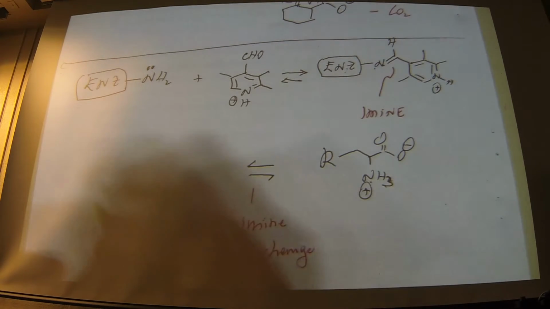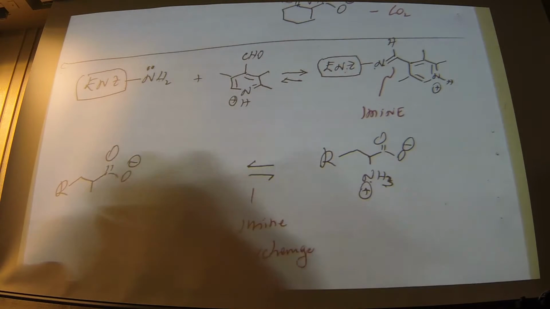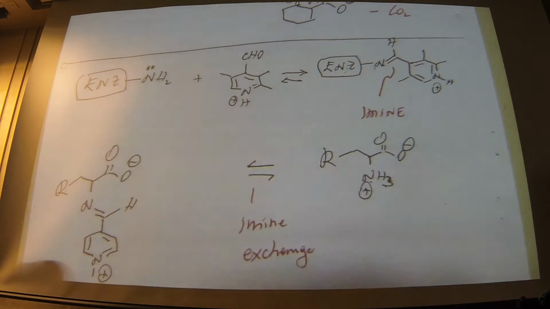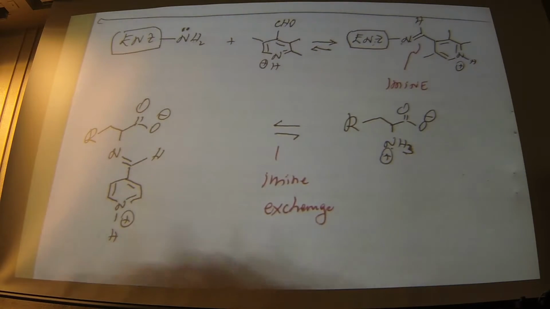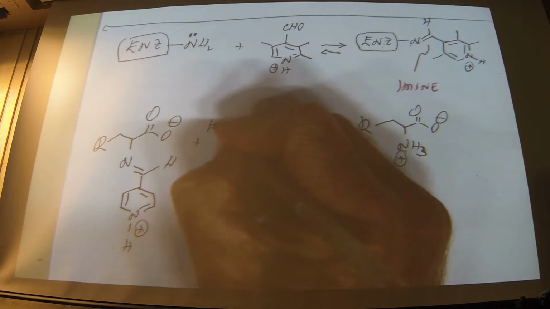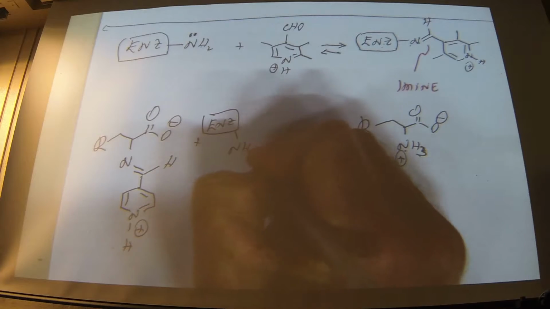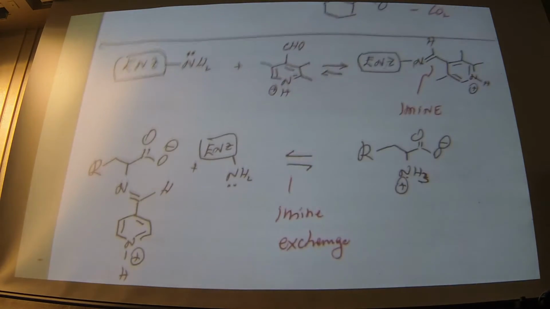And so what we will have for the amino acid is this species, and this nitrogen now is going to engage the pyridoxal phosphate. And we'll end up with the enzyme. So the enzyme with the amino group is regenerated in this step. So this is the imine exchange.